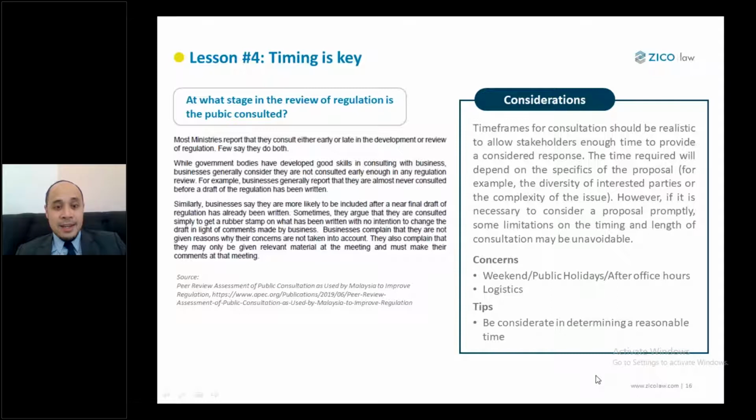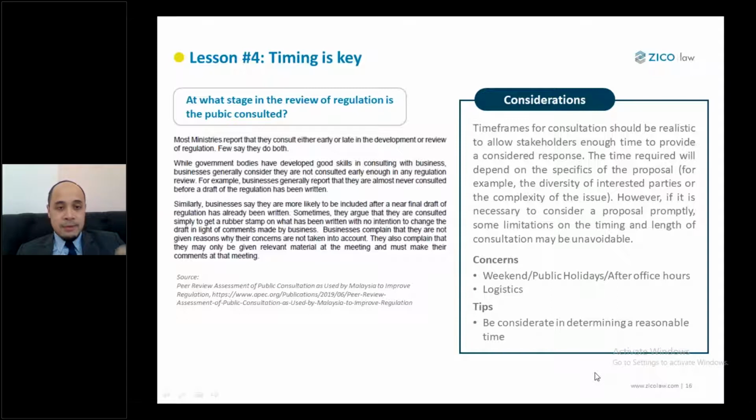It was on a Saturday. You don't want to do public consultation during public holidays. You don't want to conduct public consultation after hours. If this works for your stakeholders, then sure, go ahead. But generally, it won't work for most people, and most people won't be able to attend or participate in a meaningful way.